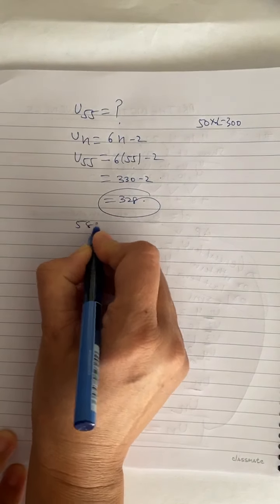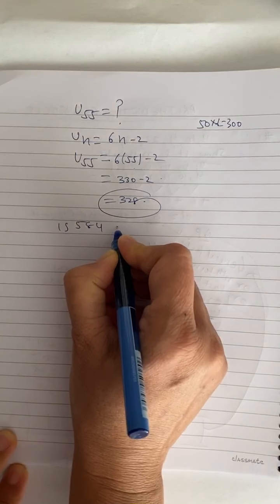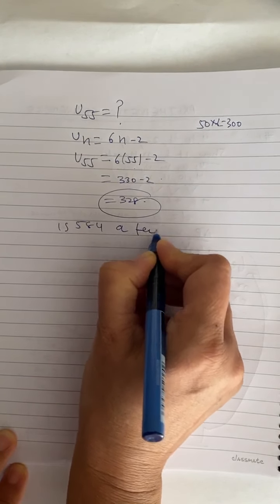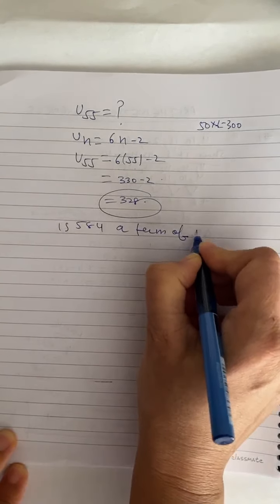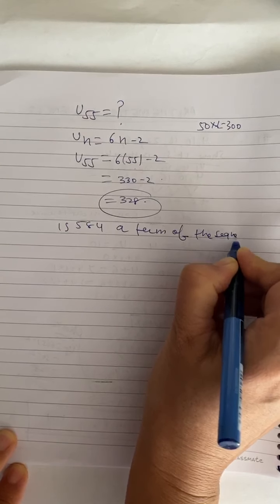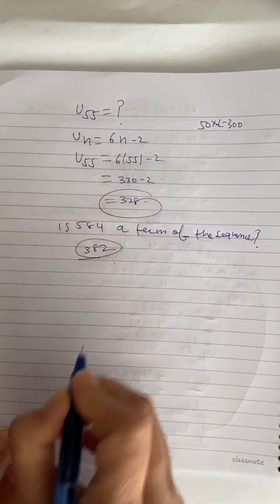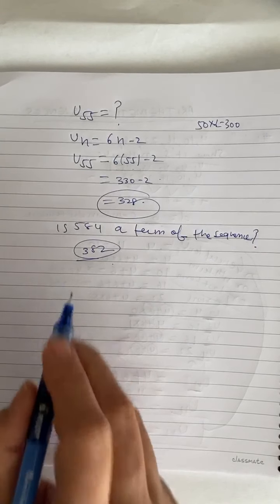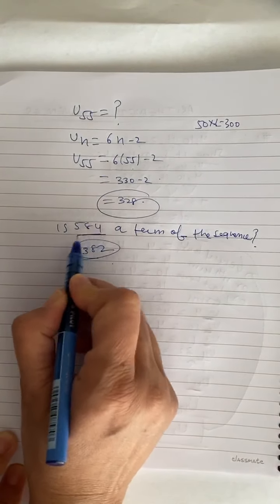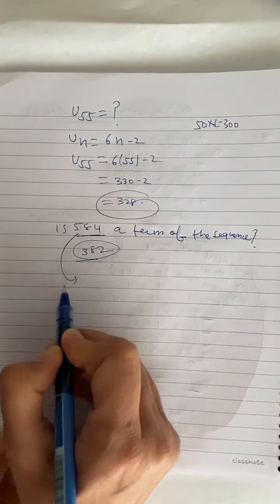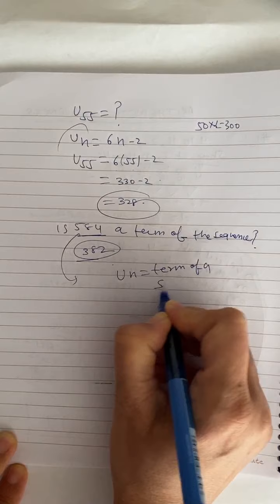Now the next question they asked is: is 584 a term of the sequence? And what about 382? So you need to find out whether they are terms of the sequence or not. Now what does that mean? A term of a sequence, this is the term. So un is the term of a sequence.